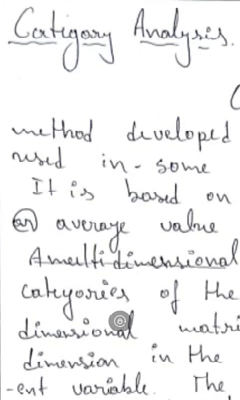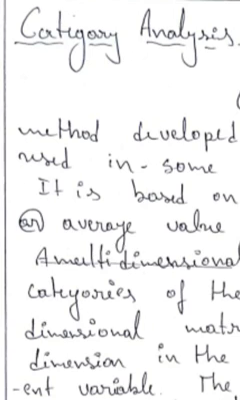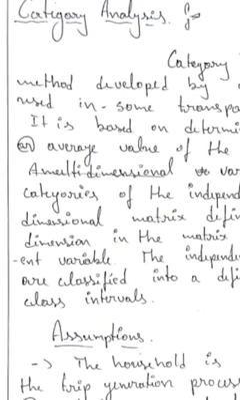Whatever category analysis has been done will be used for transportation studies, and it is based on determining the average response or the average value of the dependent variables. These variables fall into certain defined categories: a multi-dimensional matrix defines the categories, each dimension in this matrix representing one independent variable. The independent variables themselves are classified into a definite number of discrete class intervals.